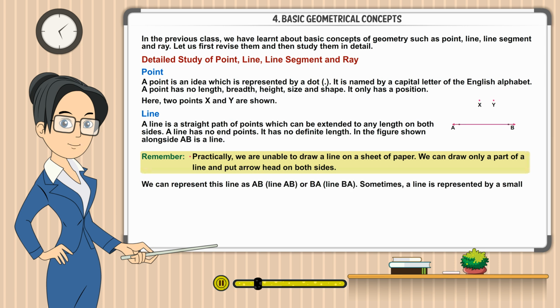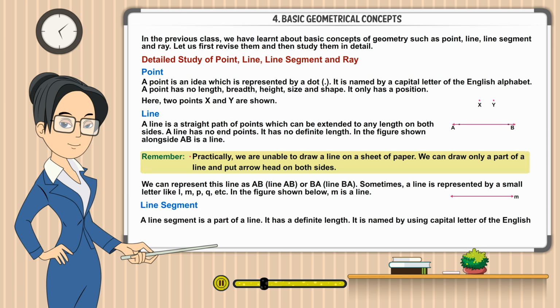We can represent this line as AB, line AB, or BA, line BA. Sometimes a line is represented by a small letter like small l, small m, small p, small q, etc. In the figure shown below, small m is a line.